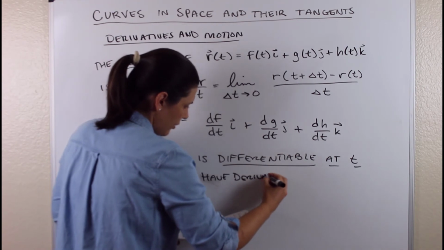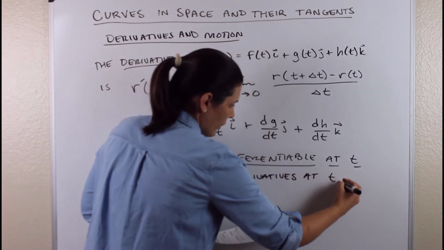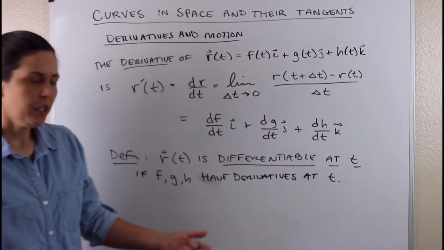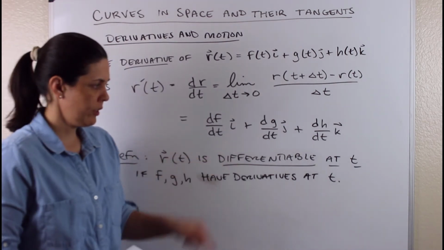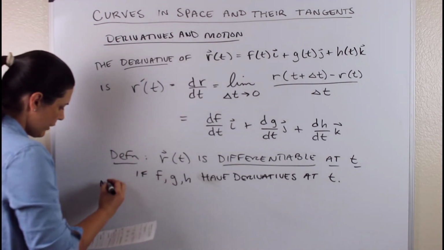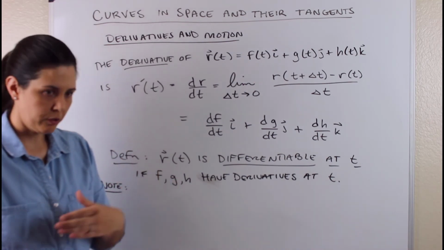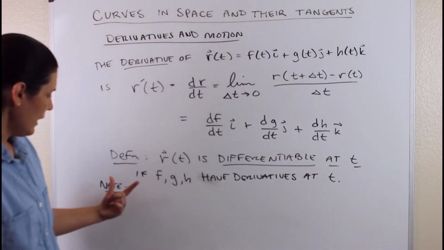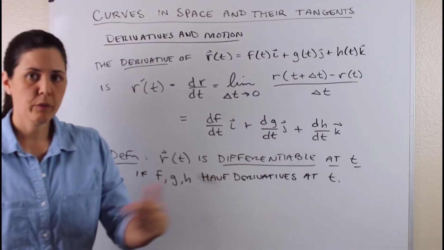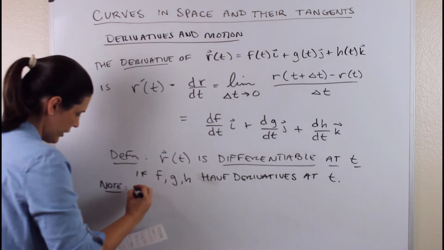So as long as each of your component functions have derivatives at every t number you're plugging in, then your function is considered differentiable at that t number. And then just like we said with continuity, if a function was continuous everywhere, then it was called a continuous function. If a function is differentiable everywhere, it's a differentiable function. So let's just expand on this definition here.